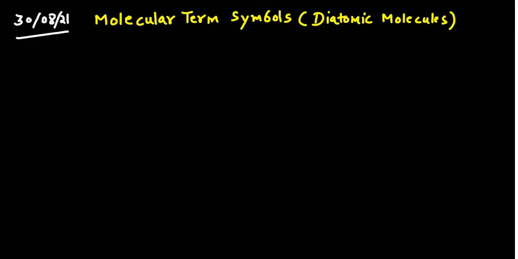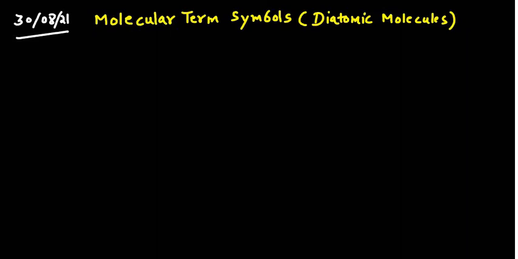So the molecular term symbols are needed for the interpretation or the study of the electronic spectra of the diatomic molecules. First of all you should know what formula we can use, and then we will see what the different terms used in these molecular term symbols are.